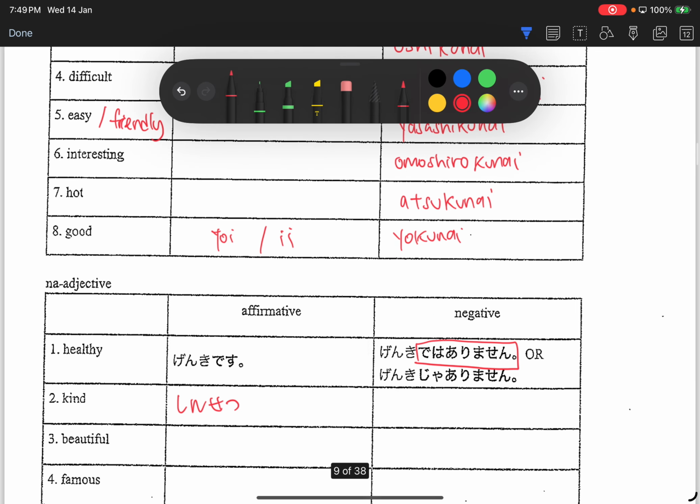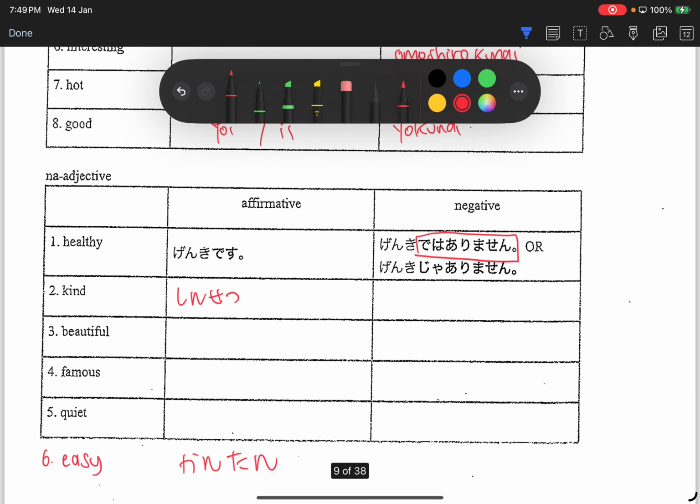Right. Na adjective. So this one, remove the desu, put in the dewa arimasen. Right? So kind is shinsetsu desu. Yes, for number 3. Negative will be shinsetsu janai desu. Thank you. Janai desu.